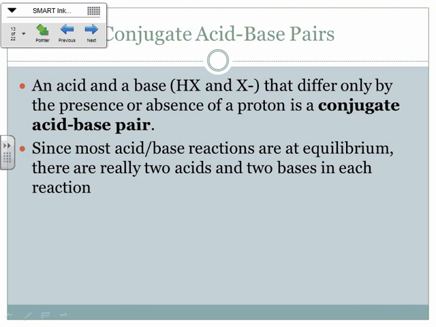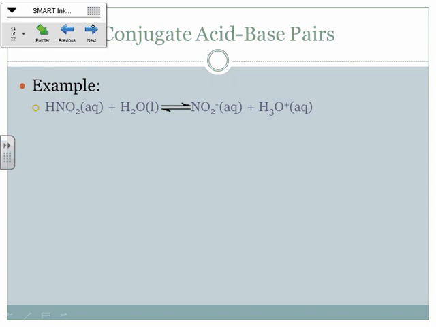If an acid and a base differ only by the presence or absence of a proton, they're called conjugate acid-base pairs. Okay, the definition of this isn't going to make a ton of sense. I'm going to show you some examples, and then I think it will. Most acid-base reactions are at equilibrium, so probably in every reaction you're going to have two things that are acting as acids and two things that are acting as bases in each of these solutions, depending on which direction they're going. Okay, so here's an example.